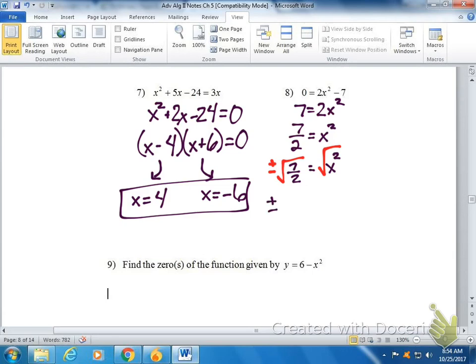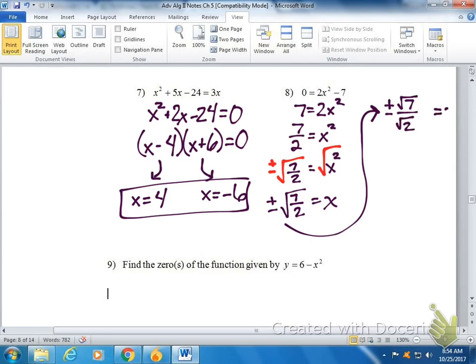So wait a second. We now have a fraction that if I had square root of 7 over the square root of 2, it's not going to be perfect. So I'm going to need some work. Let's separate this into square root of 7 over the square root of 2. We're going to have to multiply top and bottom by the square root of 2.